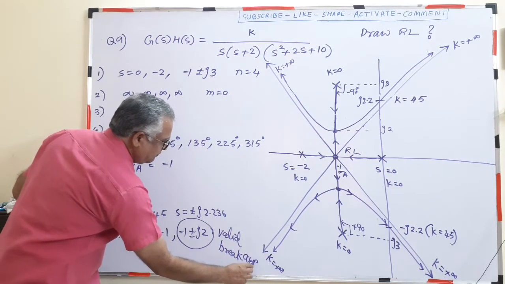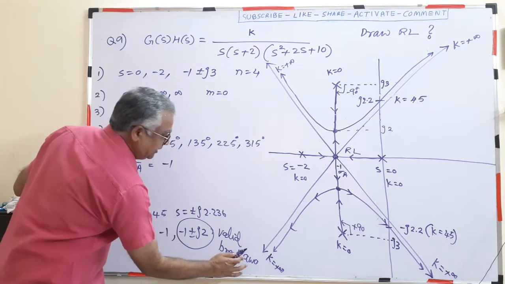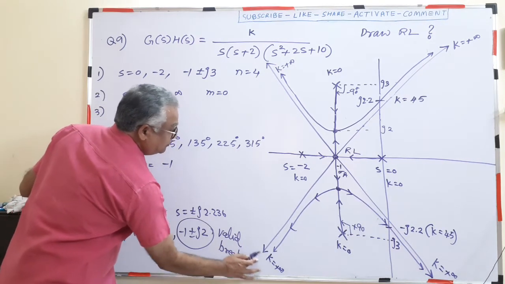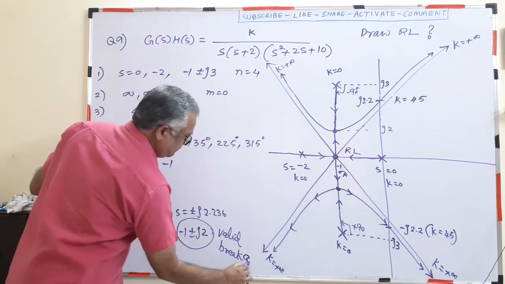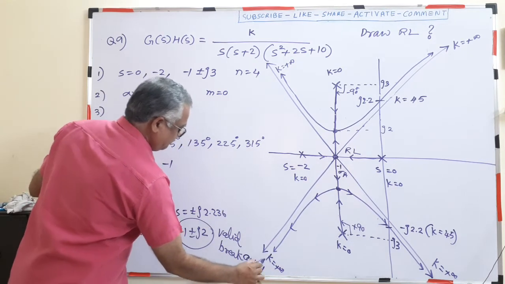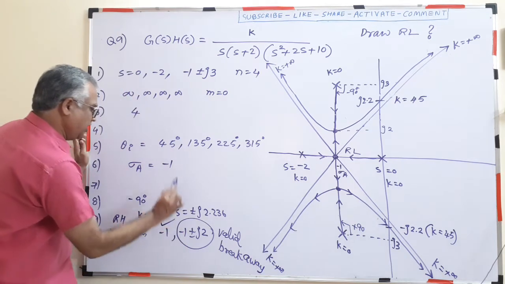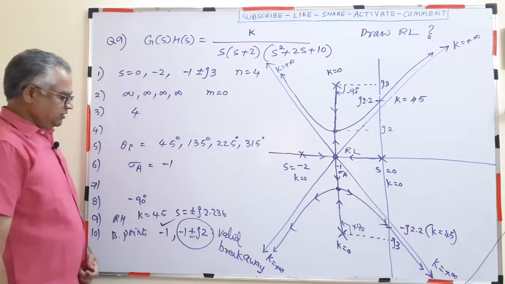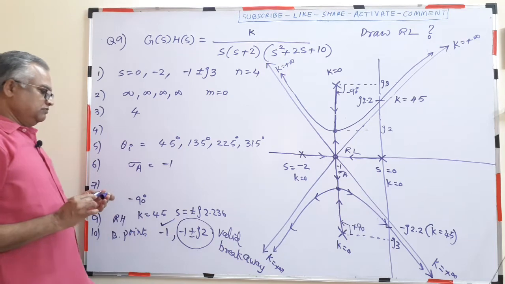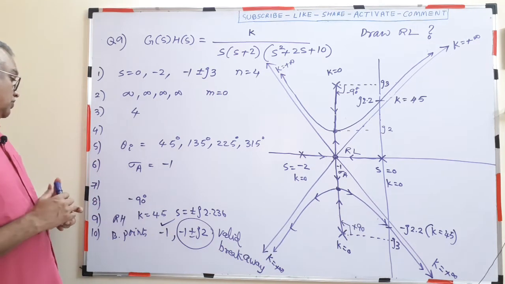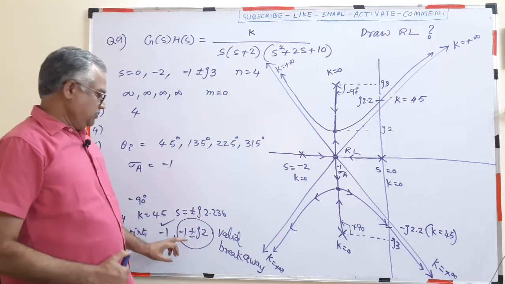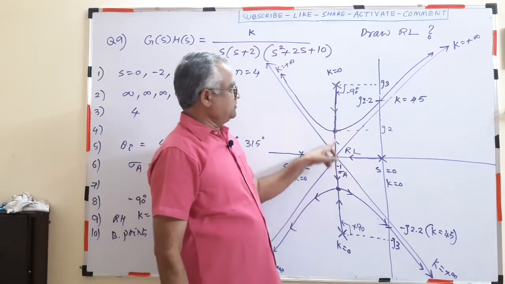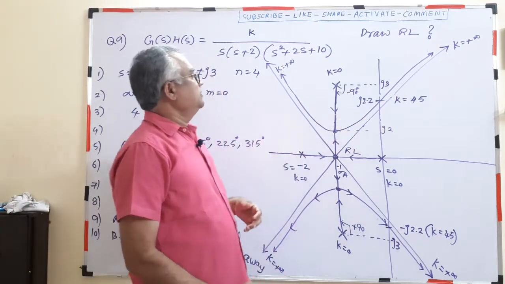Break away or break in? It is on the root locus, so it is break away. This is also a valid breakaway, and this is also a valid breakaway. So how many breakpoints did we get? 3, and all 3 are valid. One is at minus, and the others are at plus.